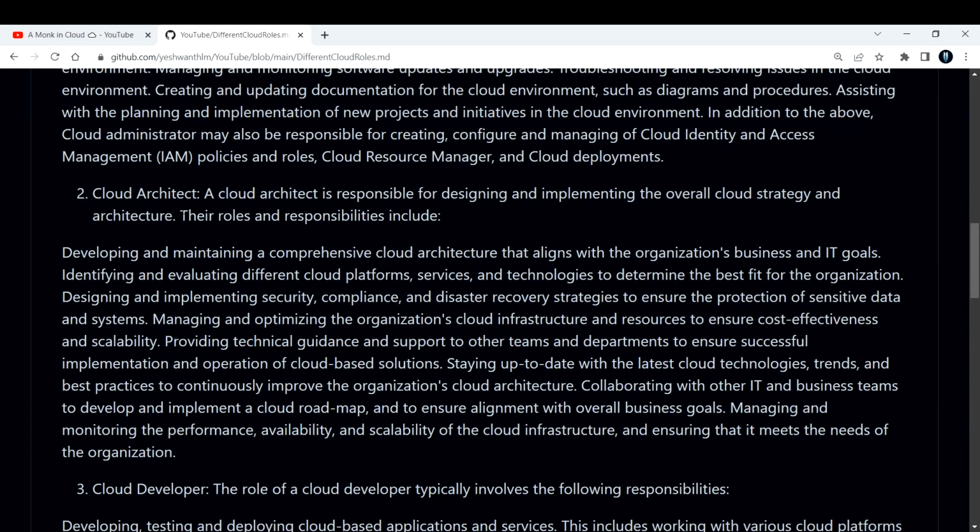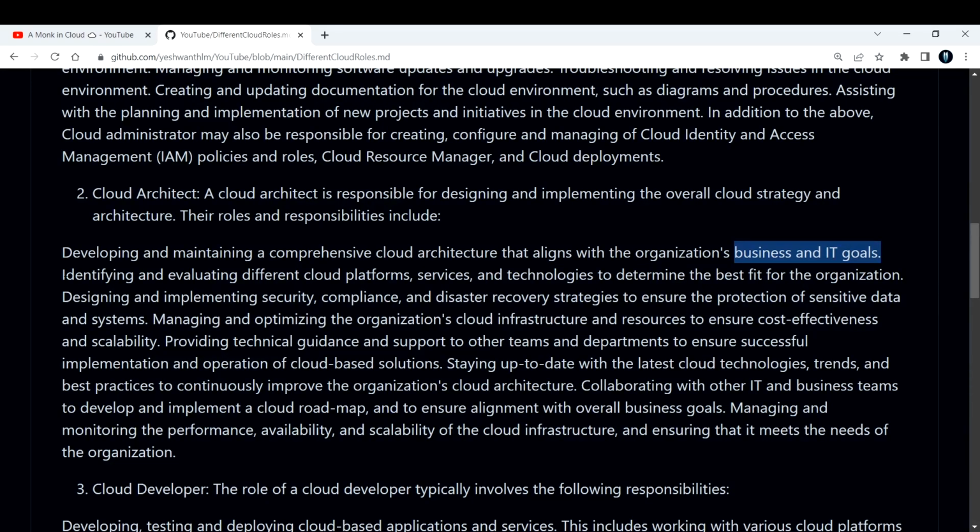So let's say you are an application company having your application hosted on the Google Play Store. Let's say 1,000 million users started using your application. In that situation, your application needs to withstand those 1,000 million users, right? So for that, you need to have a cloud architect team. They will be designing all these things and they will provide it to you, and you need to implement it, right? So they are responsible for developing and maintaining a comprehensive cloud architecture that aligns with the organization's business and IT goals, right? As I already told you.